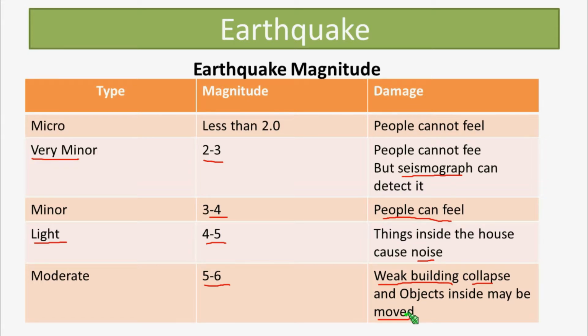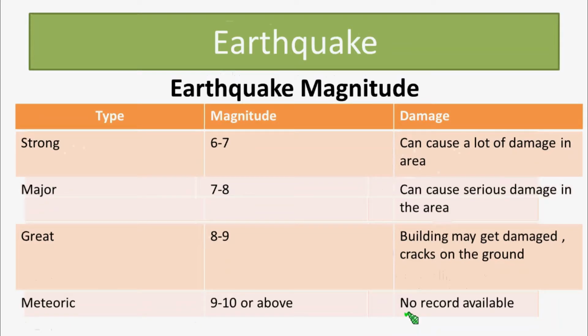If the earthquake is of 6 to 7 magnitude, then that type of earthquake is considered a strong earthquake, and it can cause a lot of damage in the area. The next magnitude is from 7 to 8, and it can cause very serious damage, due to which very big buildings can fall down and other types of changes may occur.